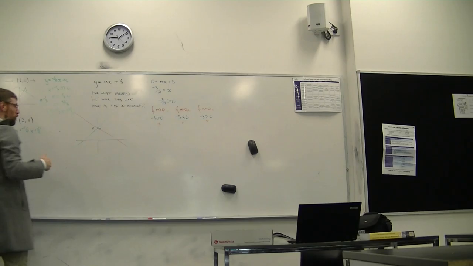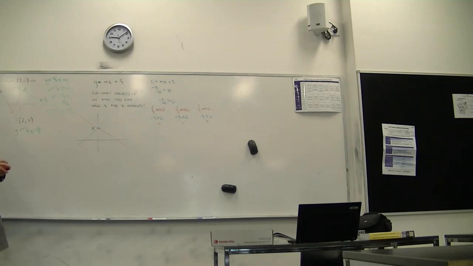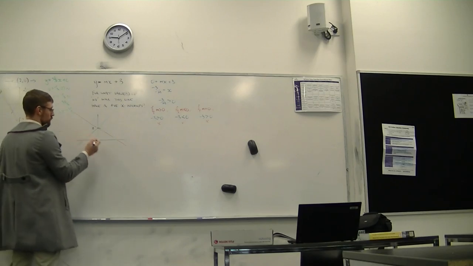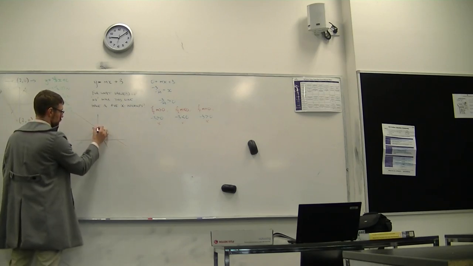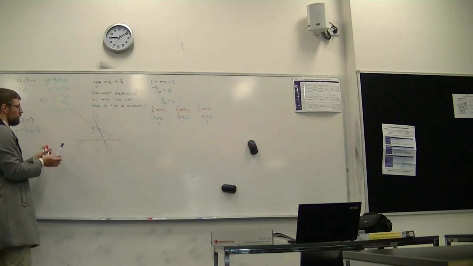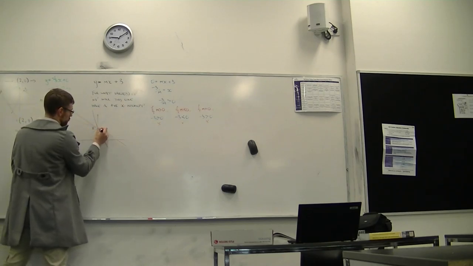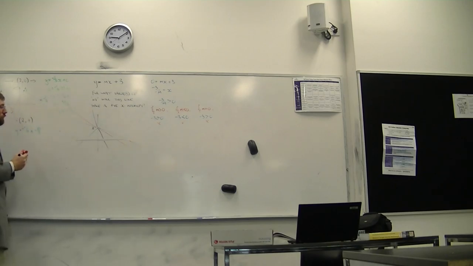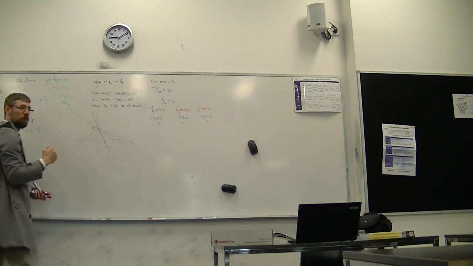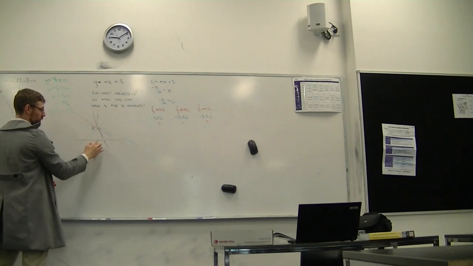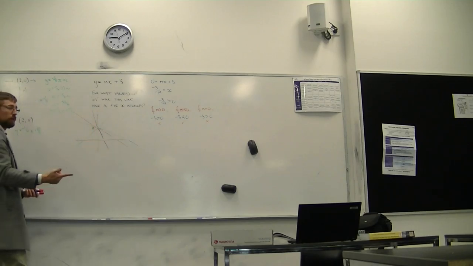Okay, so what have we found? We've found that if m is less than 0, we end up with an x-intercept that is positive. Let's think about that for a second. M is less than 0, what does that mean? Right, it's a negative gradient. If I draw a line, so long as I pick some negative gradient, where's my x-intercept going to be? Somewhere on that positive side, right?